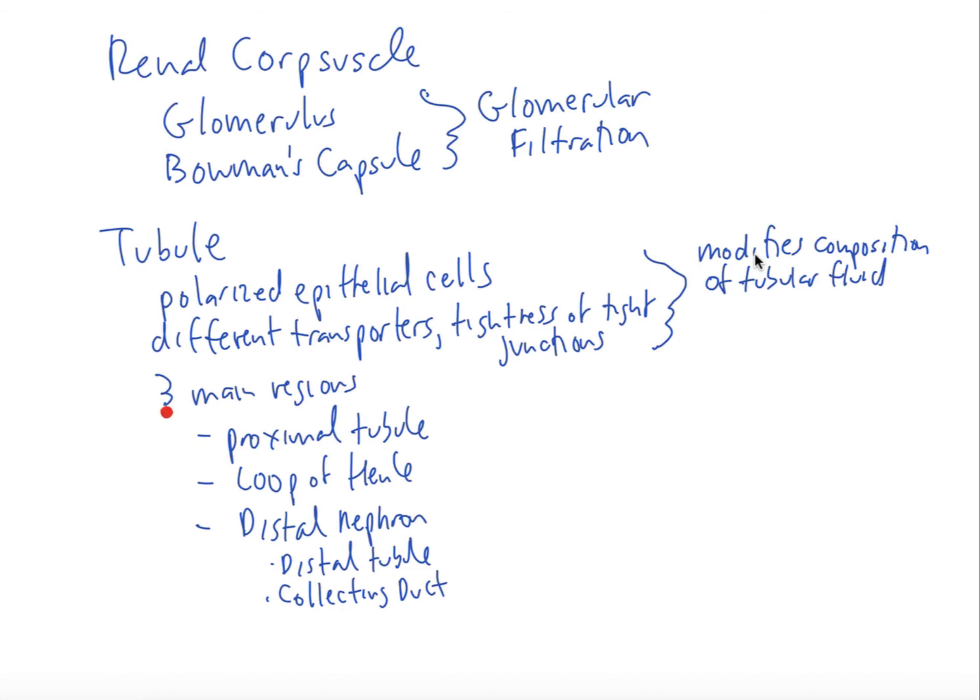And the three main regions are the proximal tubule, that's the first part, the loop of Henle, which is made up of thin descending limb, thick ascending limb always, and if you're a juxtamedullary nephron, you have a thin ascending limb. And we can call the remaining part after the macula densa the distal nephron, which is first the distal tubule and finally the collecting duct.